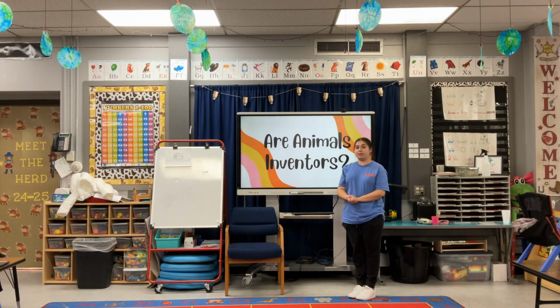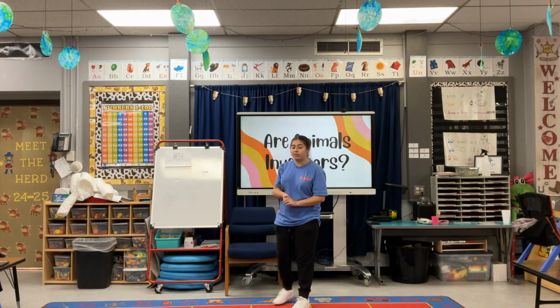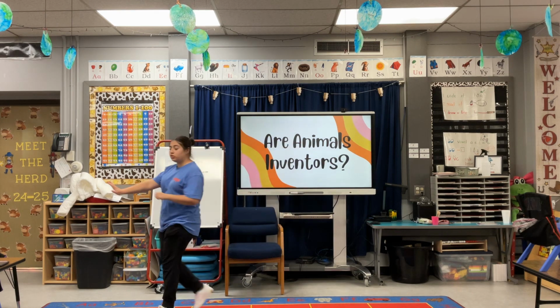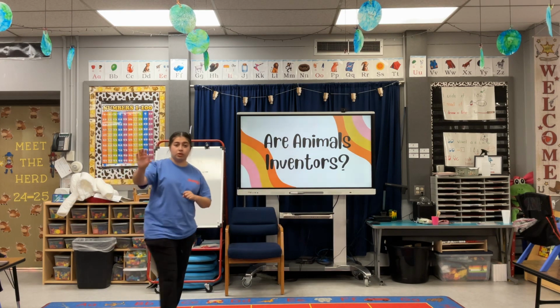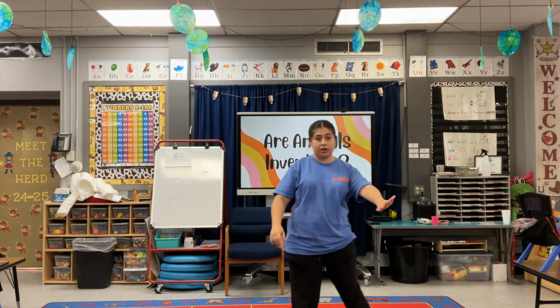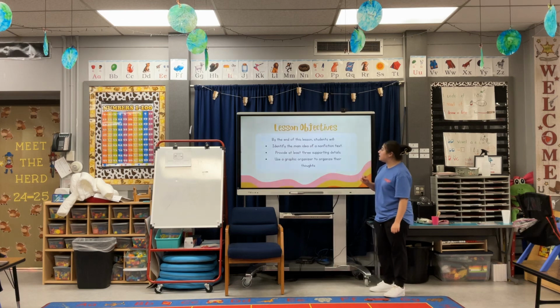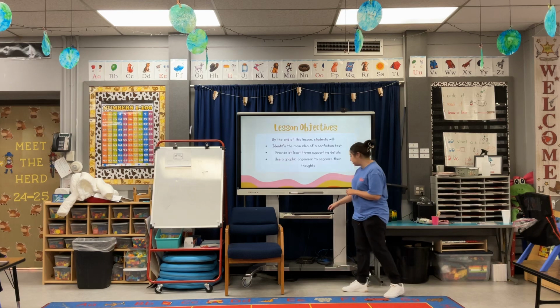Petty, and today I'm going to be doing a lesson over our Animals Inventors. For this lesson, we have 3 students that we need to accommodate for. So over here will be student 1's table, student 2's table, and student 3. So for the objective, by the end of this lesson, students will identify the main idea of a nonfiction text, provide at least 3 supporting details, and use a graphic organizer to organize their thoughts.